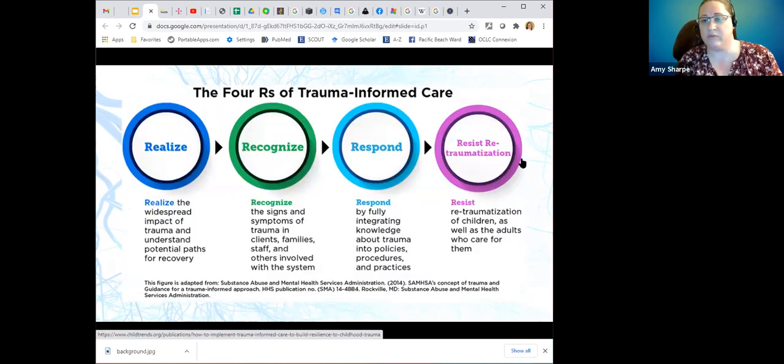So, the 4 R's of trauma-informed care. First, we need to realize that psychological trauma is not incredibly rare. It happens to a lot of people for lots of reasons: veterans, people who experience childhood trauma, people who experience sexual assault.